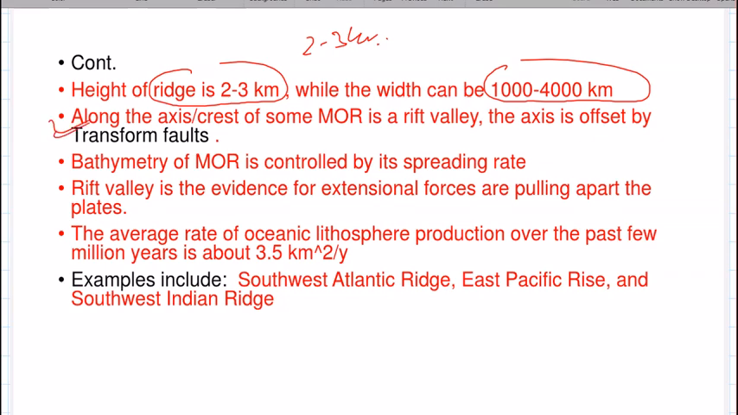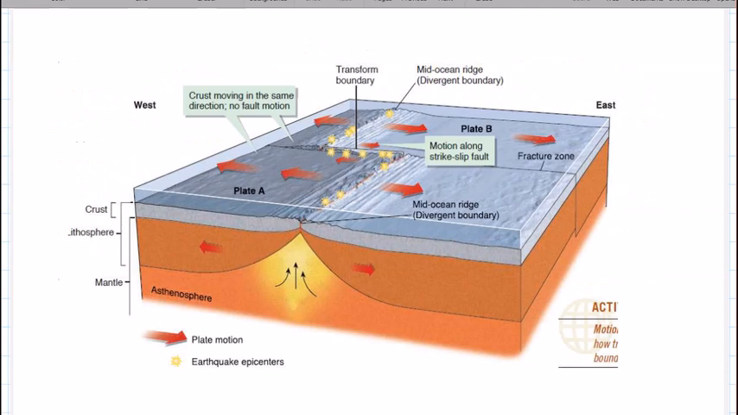Along the axis crest of some MOR, the rift valley, the axis is offset by transform faults. So here you can see this is the enlarged portion of a mid-oceanic ridge. This region is the mountain chain, this region is the mountain chain, and they are offset. Offset means this part. They are offset by transform faults. Here you will have a transform fault. So if this is the axis of the mid-oceanic ridge, then this yellow line will be your transform fault.